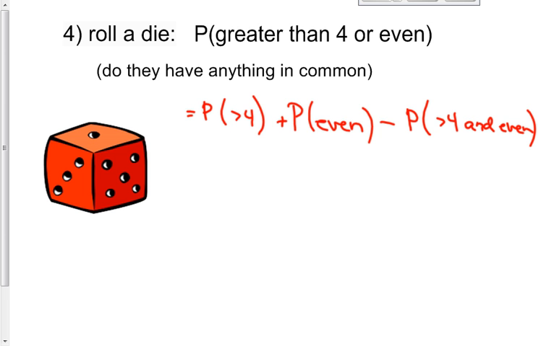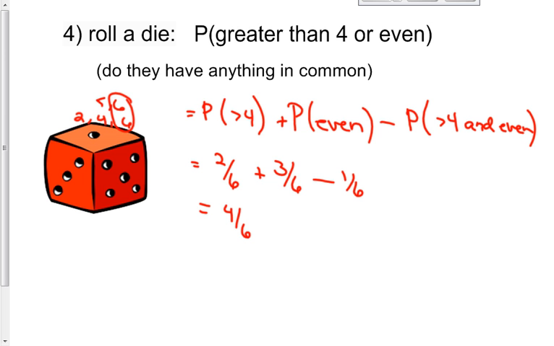Greater than 4. Well, the numbers greater than 4, 5 and 6. 2/6 would be my probability, yes over total. The chances that it is even, my even values, 2, 4, and 6. There's 3 numbers, so the probability of an even number is 3/6. And do they have anything in common? Could it be larger than 4 and even at the same time? Yes, if I draw the 6. So that's one chance out of a possible 6. 2 plus 3 minus 1. 4/6. Probability of being greater than 4 or even, 2/3.